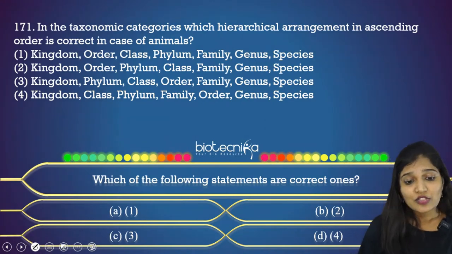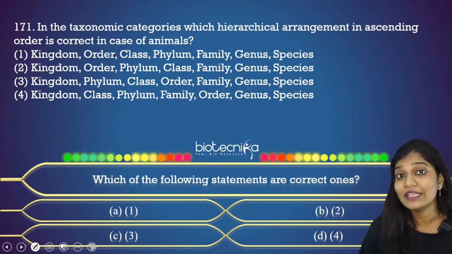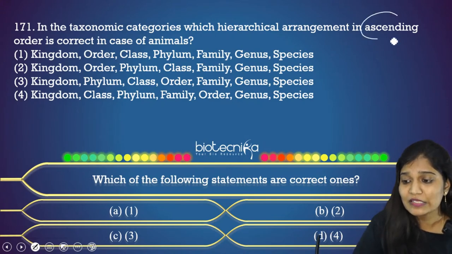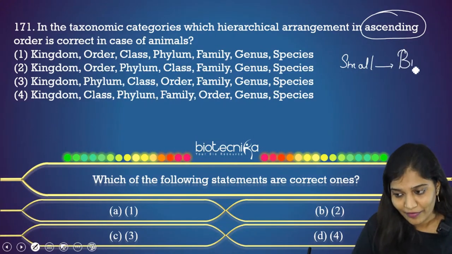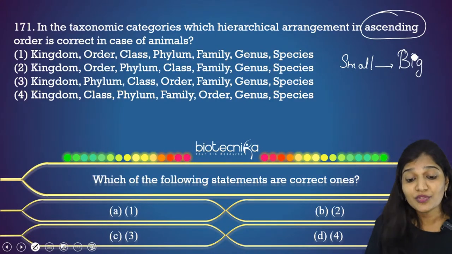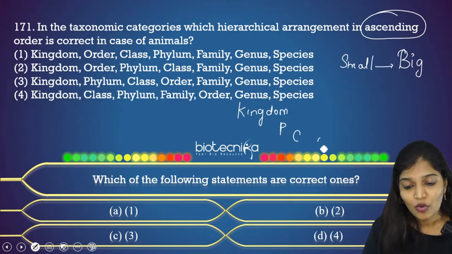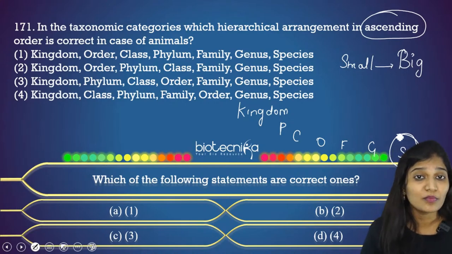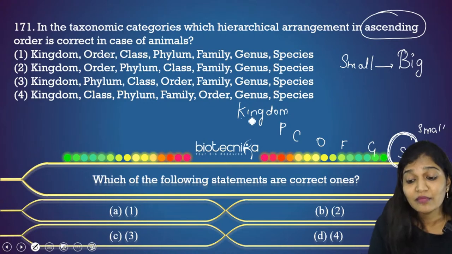Question 171: in the taxonomic categories, which hierarchical arrangement in ascending order is correct in case of animals? They have given options over here. Just understand the question. It is ascending, and ascending means from small to big. We know the largest one is going to be kingdom, phylum, class, order, family, genus and species. Species is the smallest one, or we can say the closely related ones are seen in the species. So this is the smallest one and kingdom is the largest one.